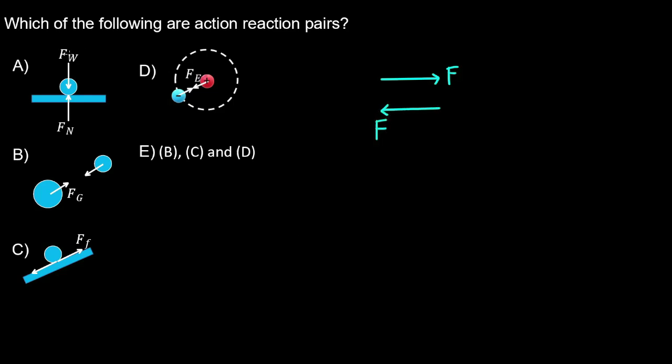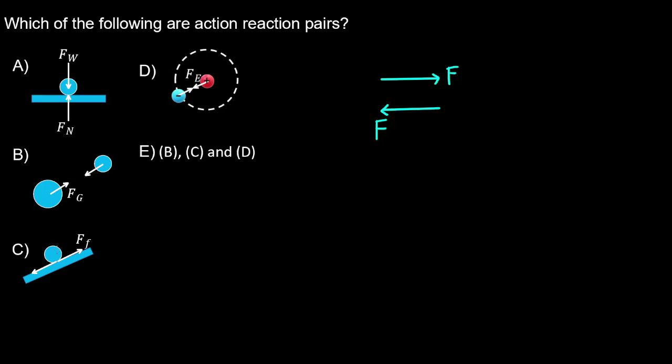So in part A, the normal force and the force of weight is not an action-reaction pair, but rather the normal force exerted by the ground on the ball forms an action-reaction pair with the normal force exerted by the ball on the ground. So we can ignore A. And in part B, we have a gravitational force between two objects, which is equal in magnitude and opposite in direction. So B is correct.